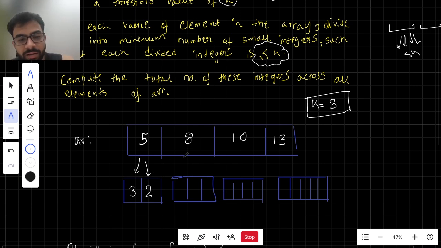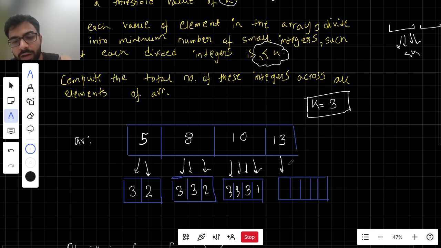Now let us take 8. How many combinations can I divide 8 into? First let me fill with the larger value, which is 3. Another 3, so it becomes 6, then 2. Similarly, 10 can be filled with 3, 3, 3, and 1. And I'm left with 13. I can just straight away start with 3, 3, 3, 3 and 1. So I'm also filling 13 in this particular manner.